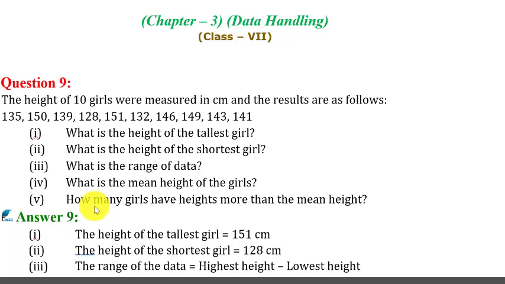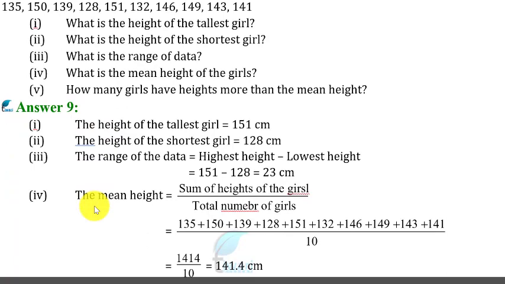The heights of 10 girls were measured in centimeters and the results are as follows: 135, 115, 139, 128, 151, 132, 146, 149, 143 and 141. We have to find the answers for: what is the height of the tallest girl, what is the height of the shortest girl, what is the range of the data, what is the mean height of the girls, and how many girls have heights more than the mean height?